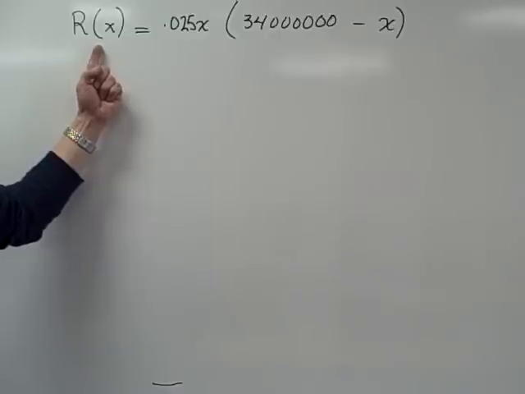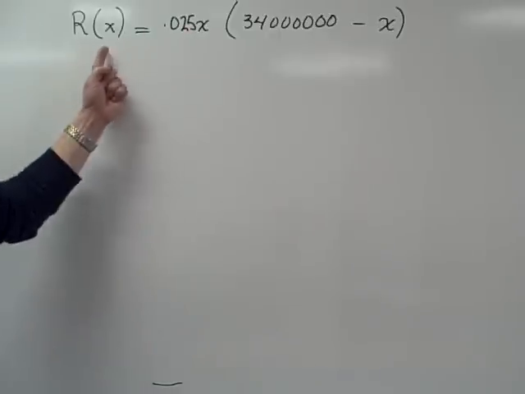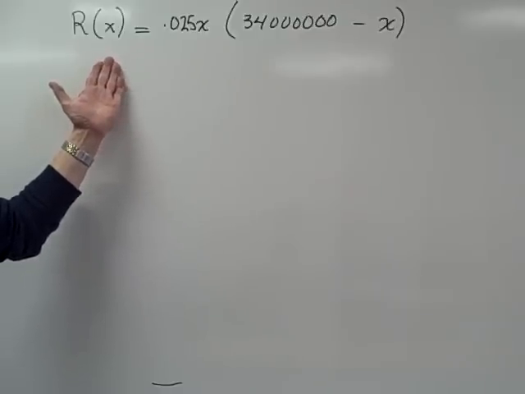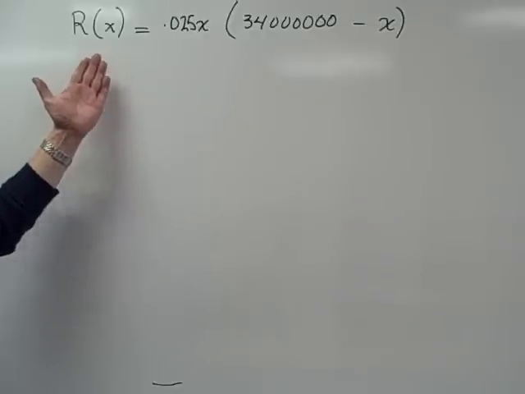The equation is given here in this case. We don't have to derive the equation. All we have to do is find the maximum. To find the maximum, what do we do? Derivative. Take a derivative, set it equal to 0.